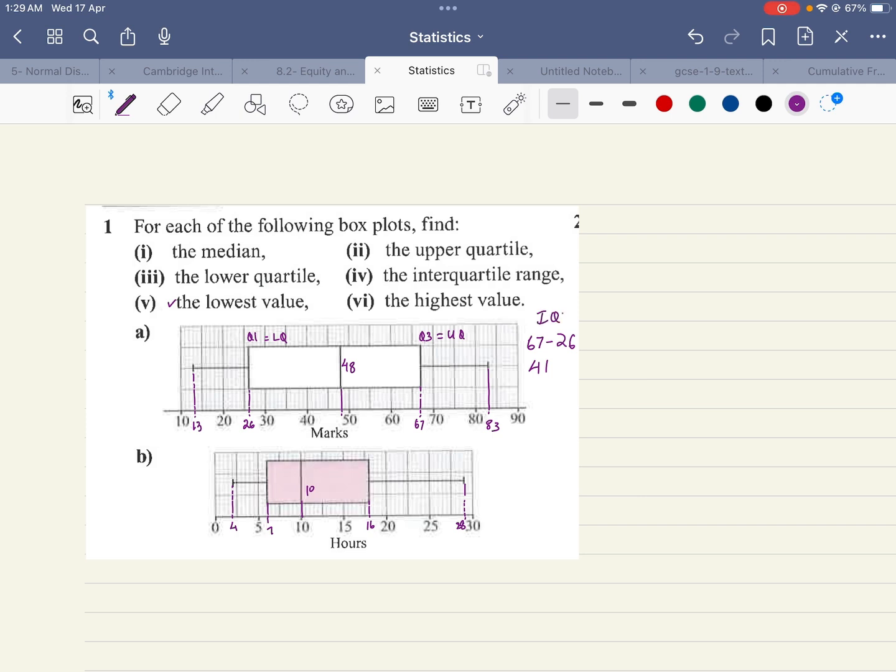Interquartile range for the second one will be 16 minus 7, which is 9. This is how you read and draw box and whisker plots.